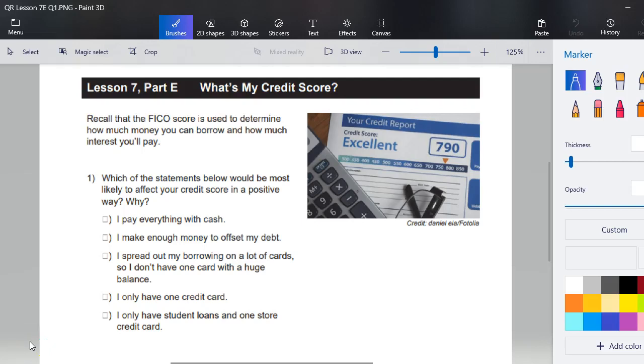For lesson 7E, what's my credit score? We're moving from federal budgets to personal budgets. Recall that the FICO score is used to determine how much money you can borrow and how much interest you will pay.